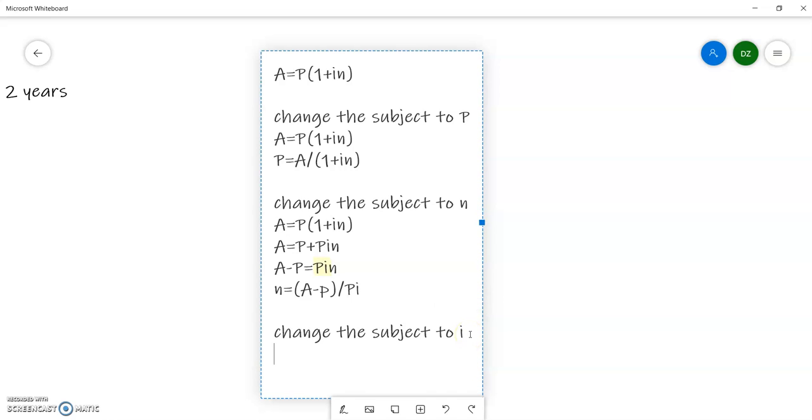Looking at my last one that I could possibly do, I need to change the subject to I. I'm going to follow very simple steps, or similar steps rather, and multiply that P in.